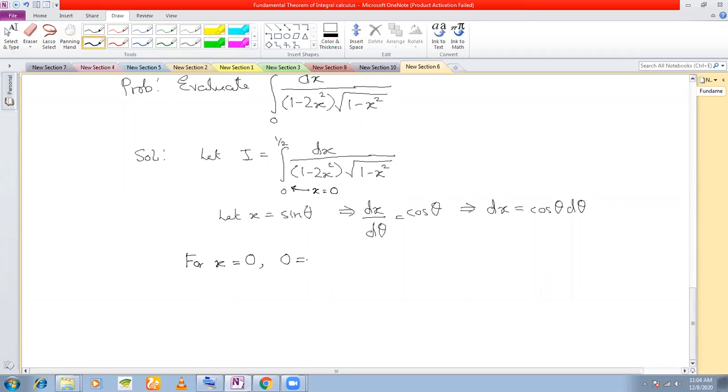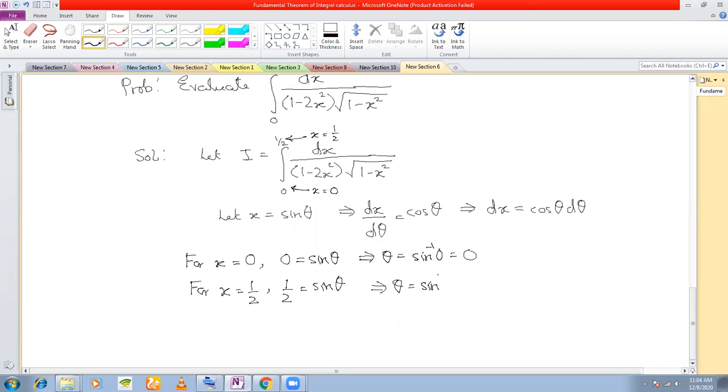you have 0 is equal to sine theta, right? That means theta must be equal to sine inverse 0. And what is sine inverse 0? 0. For x is equal to half, now we consider the upper limit. x is equal to half. For x equal to half, half is equal to sine theta. That means theta is equal to sine inverse half.